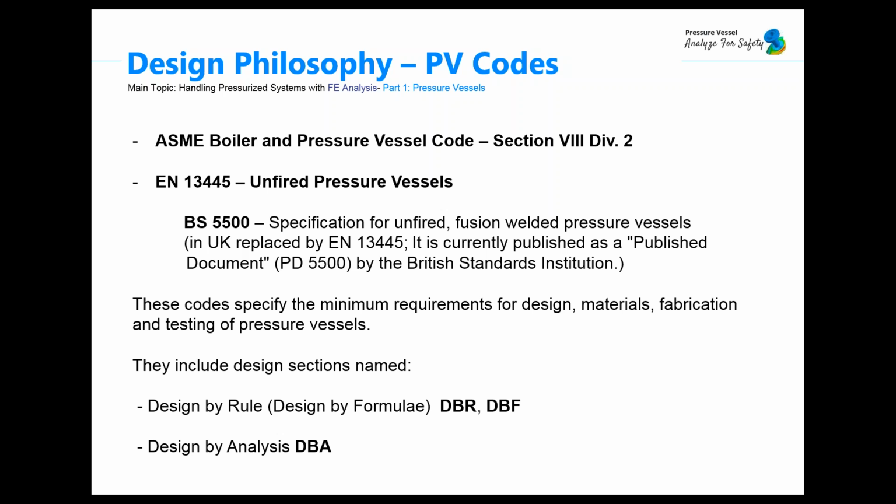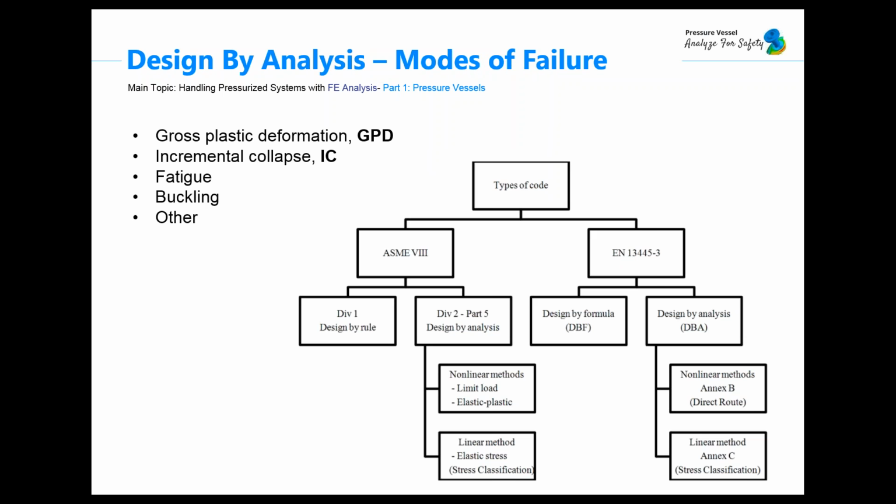And another code is the British Standard, which is currently available as a published document PD 5500, and is published by the British Standards Institution. But these days it has been replaced, and all of the codes are harmonized with the Pressure Equipment Directive if we are talking about the European Union. So both mentioned codes, I mean the ASME code and the EN code, provide two design sections which are offering two approaches for the design.